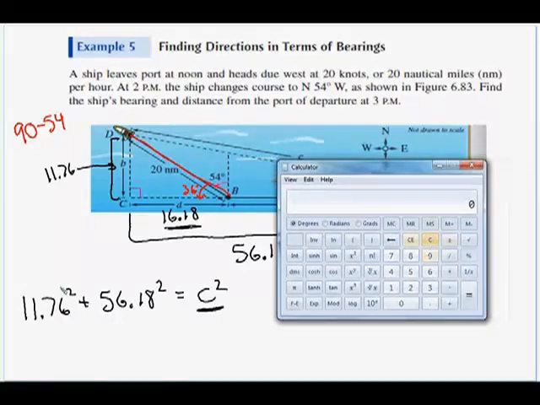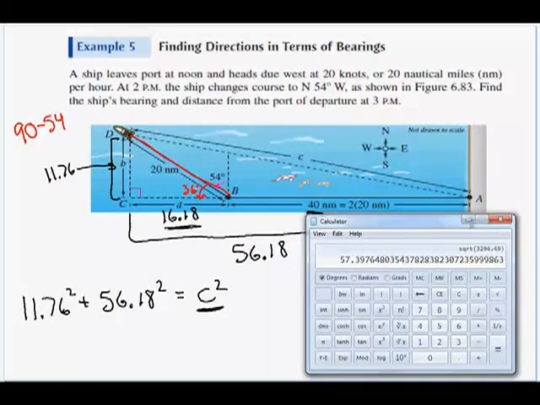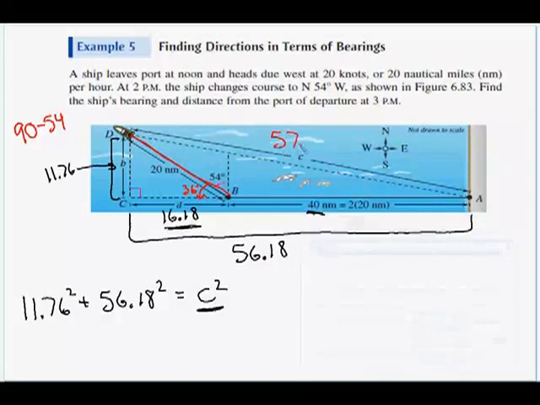So clear the calculator, 11.76 squared, plus 56.18 squared, and we add those up and get 3,294.49 and take the square root of that. 57.4. Let's round off to a single decimal place there. So we found the hypotenuse, 57.4 nautical miles. So that's how far our ship currently is from port.